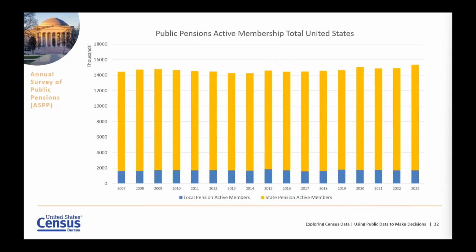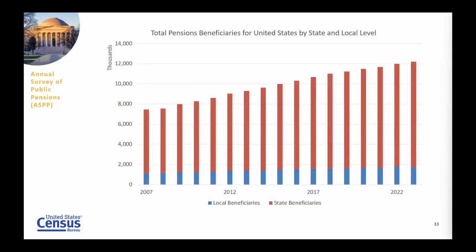But another thing to notice here is that membership is pretty flat over time. Not a lot of up and down in participants. But we don't see the same steady level when we look at beneficiaries. In fact, there's a very clear trend in the number of beneficiaries.